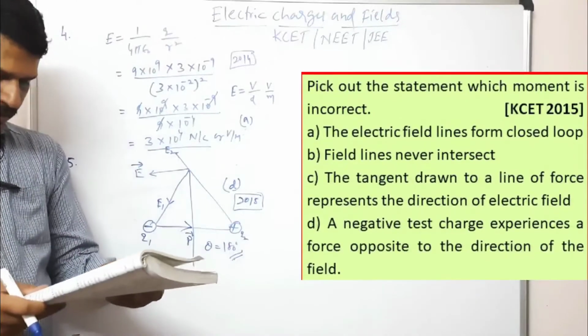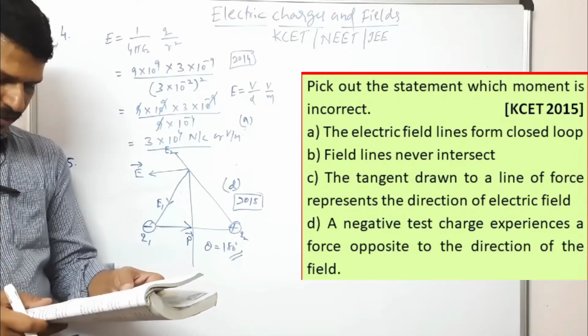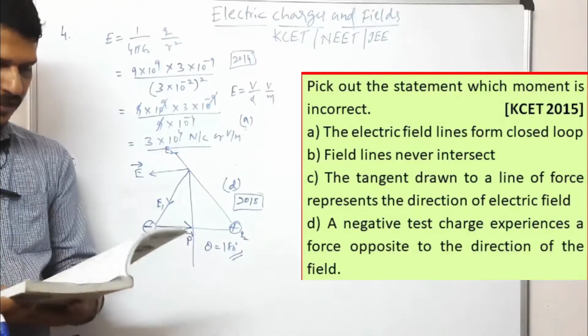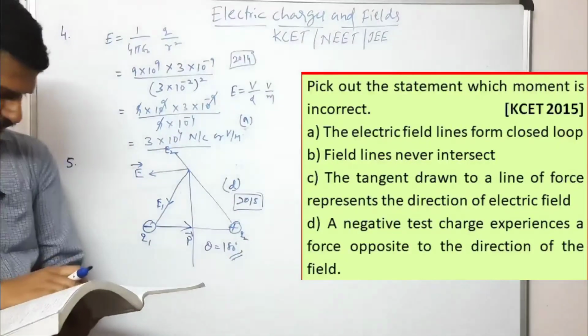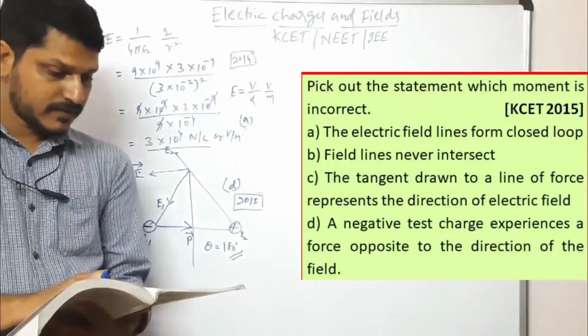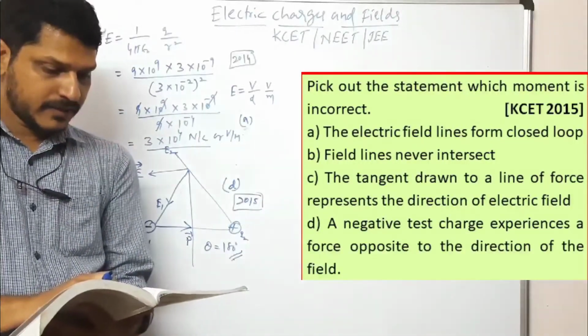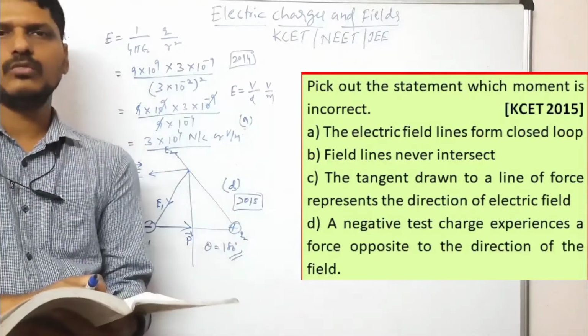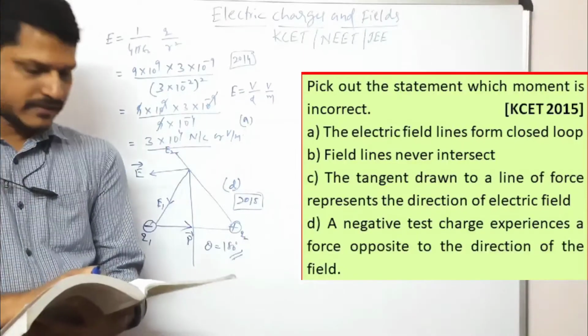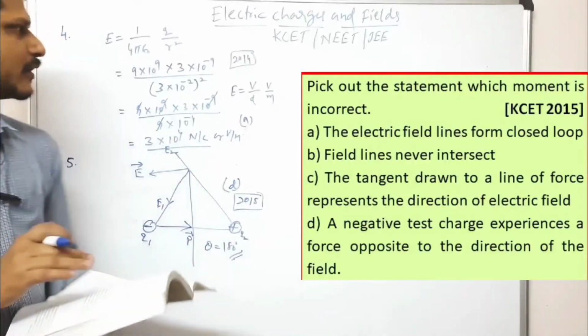Last one. Pick out which statement is incorrect among the given statements. This also appeared in 2015. First statement: the electric field lines form closed loops. The first statement itself is wrong. Electric field lines do not form a closed loop.